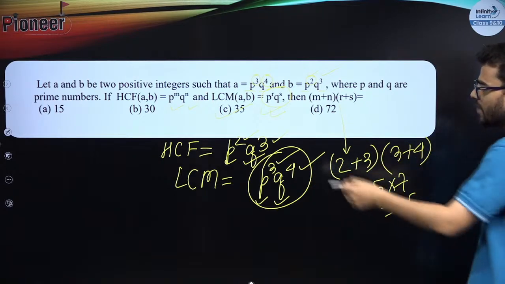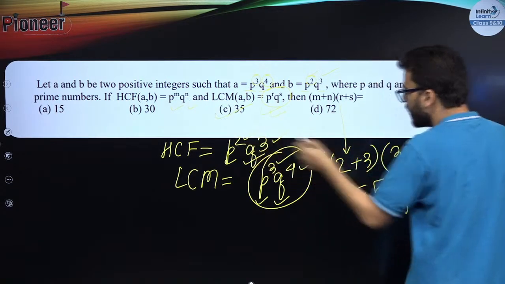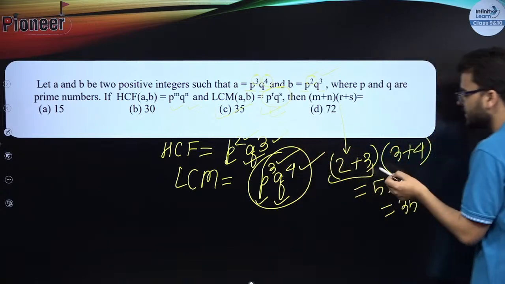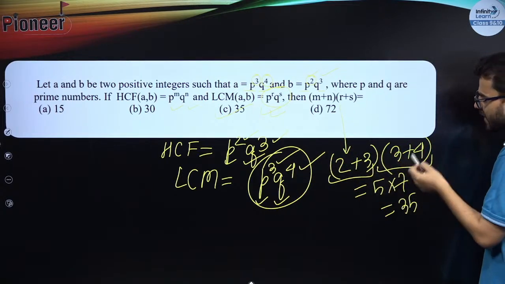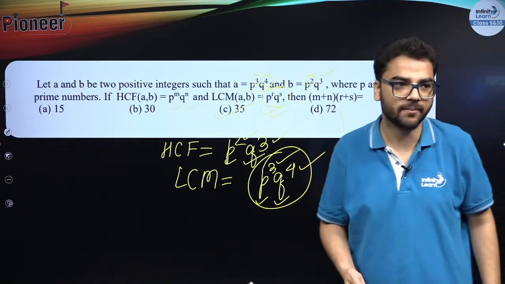Now if you compare this HCF with P raised to m, Q raised to n, so m plus n will be 2 plus 3 over here. And if you compare the LCM over here, R plus S is 3 plus 4 over here. So this is 5 into 7, so that is 35. I hope that is clear to every student over here.